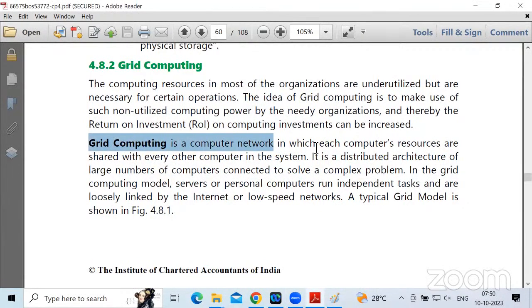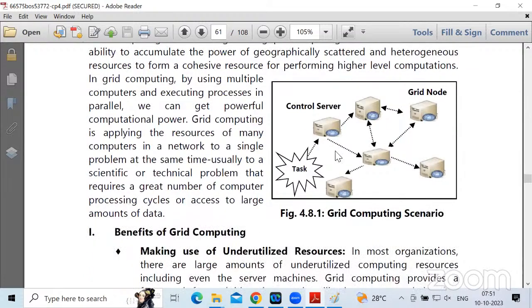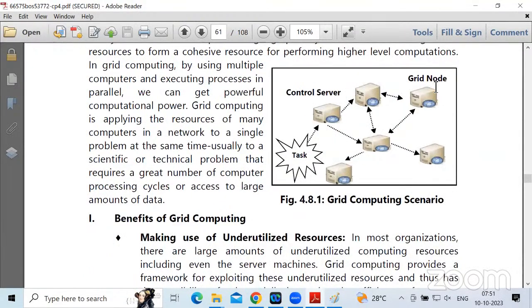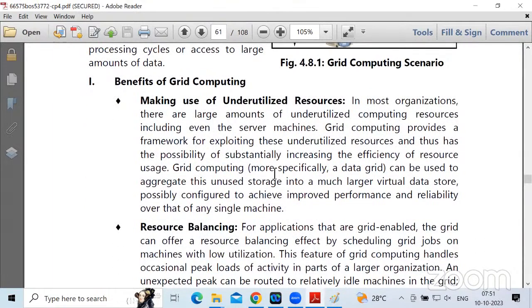So grid computing is a computer network in which each computer's resources are shared with every other computer in the system. It is a distributed architecture of a large number of computers connected to solve a complex problem. In the grid computing model, servers or personal computers run independent tasks and are loosely linked by the internet or lower speed network. So this is an example given. Control server, grid nodes, task is given, it is shared and accomplished quickly.